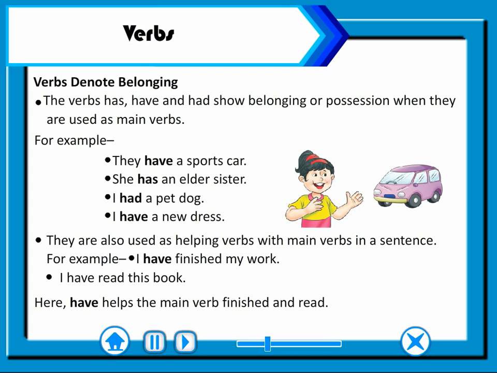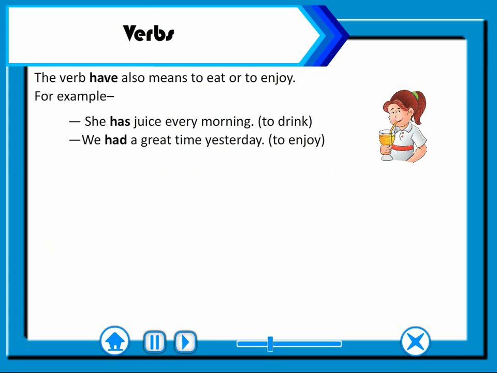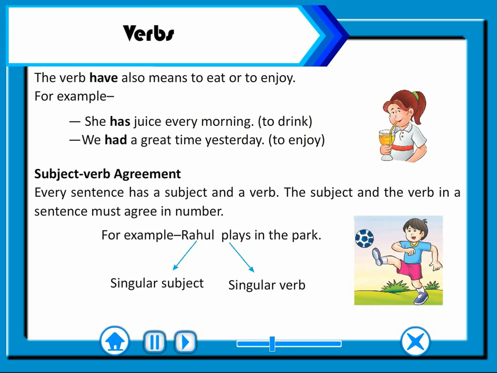They are also used as helping verbs with main verbs in a sentence. For example, I have finished my work. I have read this book. Here, have helps the main verbs finished and read. The verb have also means to eat or to enjoy. For example, she has juice every morning, to drink. We had a great time yesterday, to enjoy.